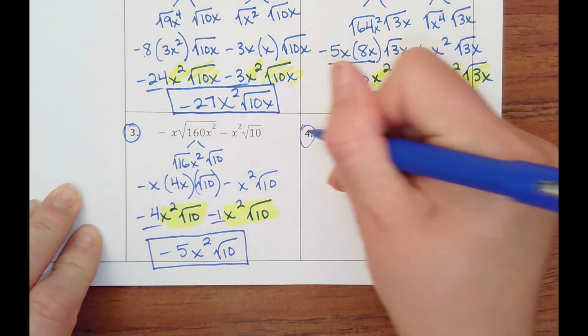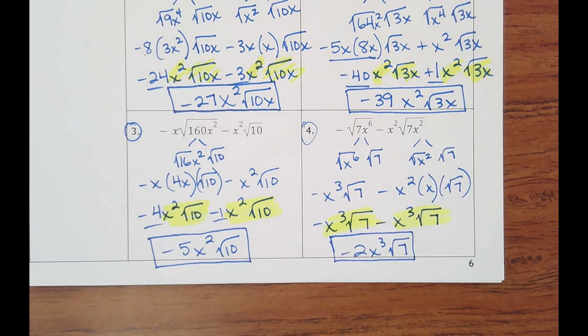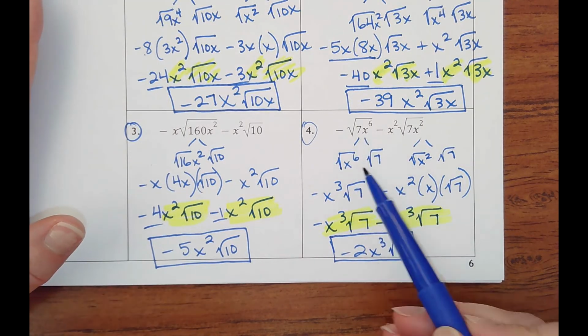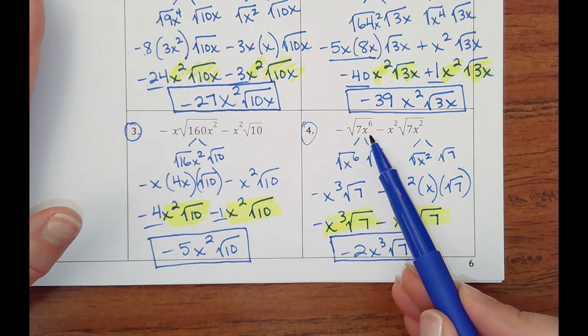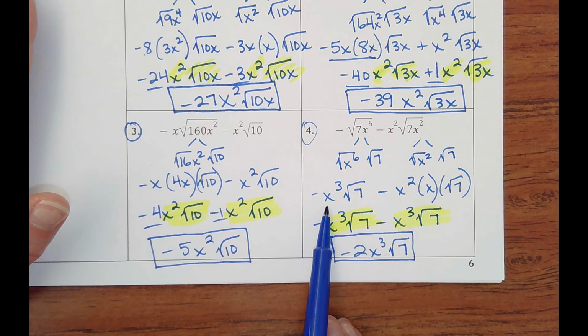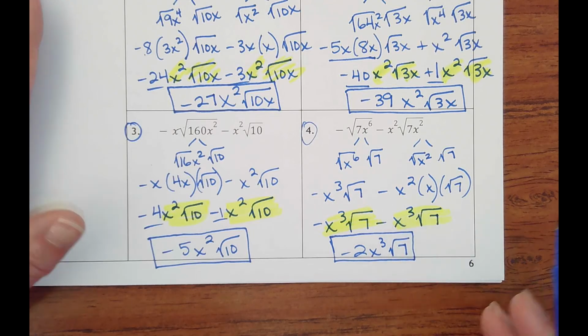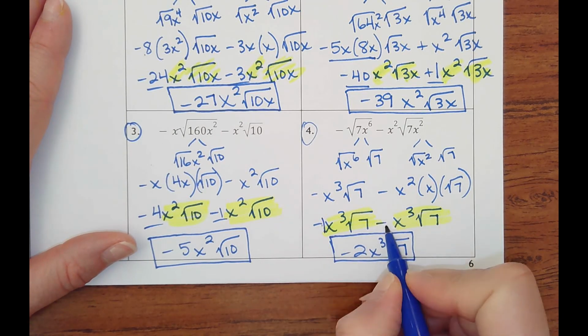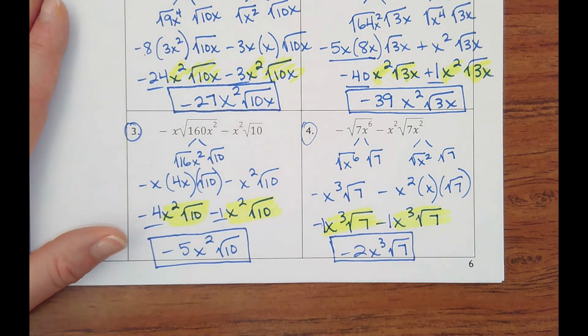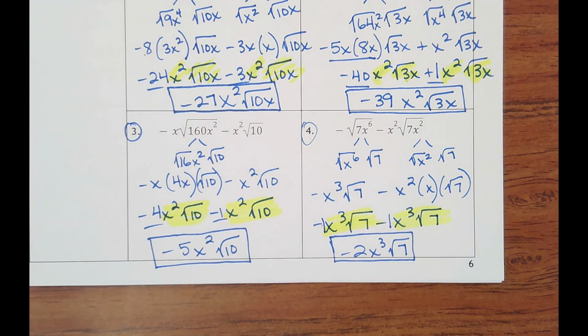Okay, go ahead and pause and try number 4 as well. All you can take out on this problem are the x's, simplify those. So you have your negative, you got x cubed square root of 7 minus another 1 x cubed square root of 7. Negative 1 minus 1 is negative 2 x cubed radical 7. If you've got any questions on that, please ask me.